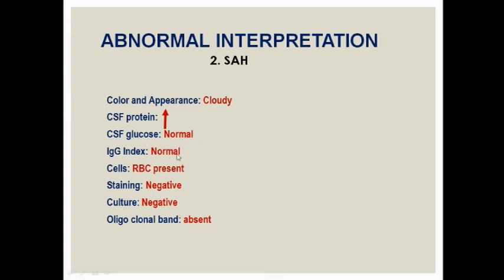Now coming to what are the changes that are going to happen in subarachnoid hemorrhage? The color and appearance, because the proteins have been raised, it appears cloudy, and the CSF glucose has nothing to do with the glucose level in case of subarachnoid hemorrhage. It's going to be normal. IgG index is going to be normal, and because it's a hemorrhage, there's evidence of bleeding, so RBCs will be present. There's nothing to do with infection. The staining and culture are all absent, and oligoclonal bands are as well absent.